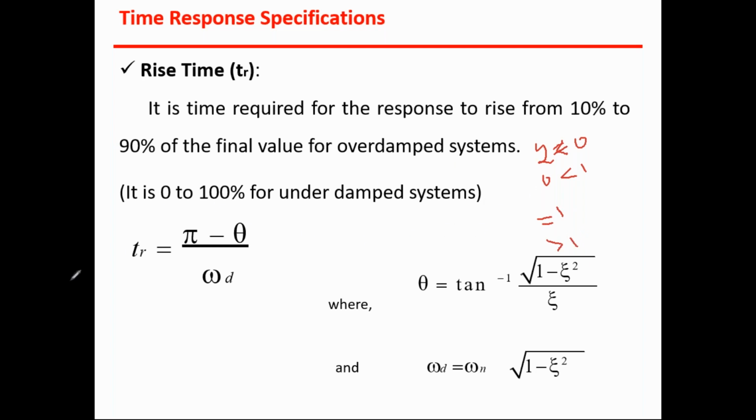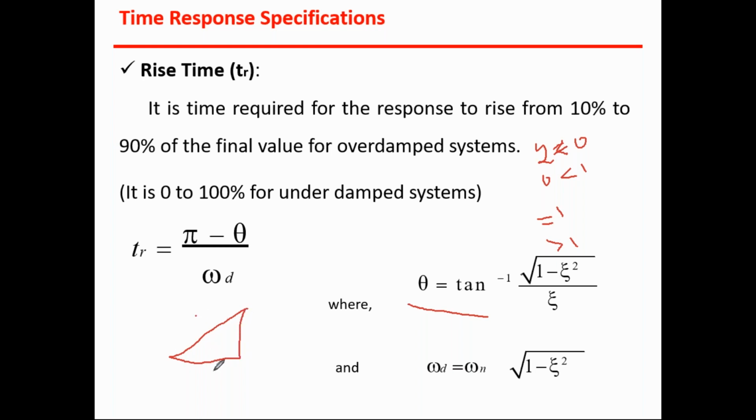And this rise time formula is pi minus theta divided by omega d. Okay, now this is the formula, and here theta, first of all we have to calculate theta. Okay, theta is equal to tan inverse of square root of 1 minus zeta square divided by zeta, and this is the angle we obtained from the right angle triangle.